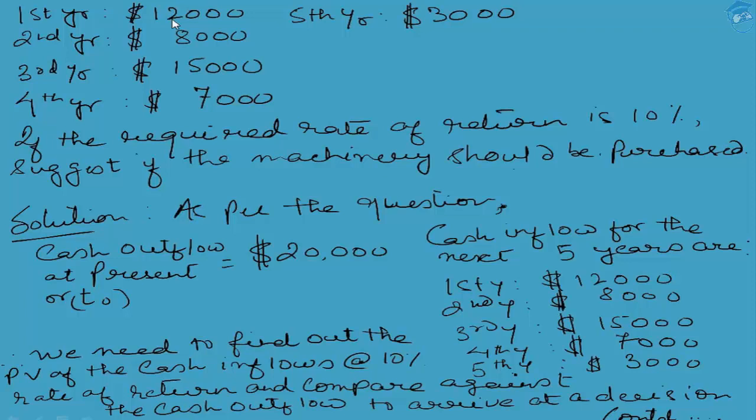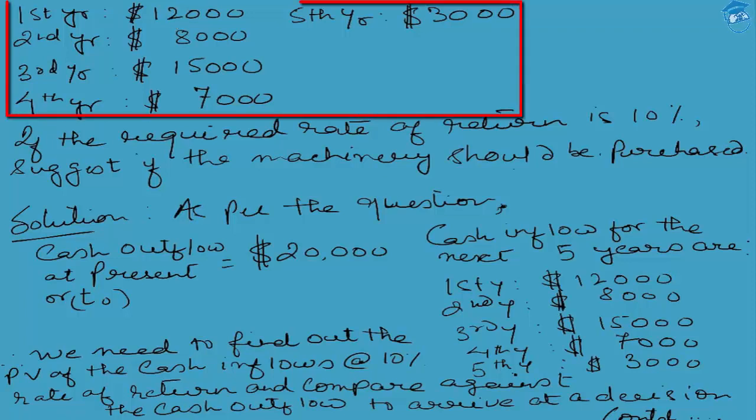So for the first year, the machine will be flowing in 12,000 USD, for the second year 8,000 USD, for the third year 15,000 USD, for the fourth year 7,000 USD, for the fifth year 3,000 USD. So now the thing shapes up like this: initially the manager will have to invest or pay for the asset an amount of 20,000 USD, and for the next 5 years these are the stream of cash flows which are expected to be earned by this asset.